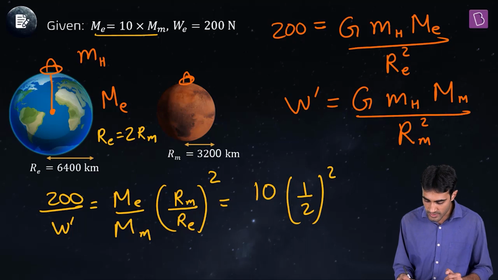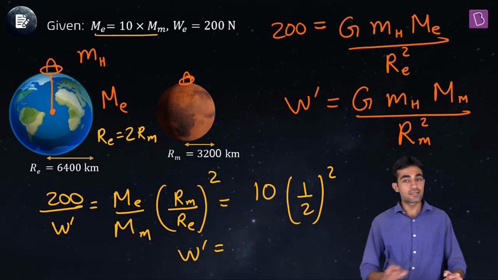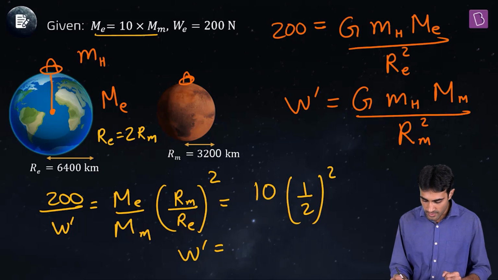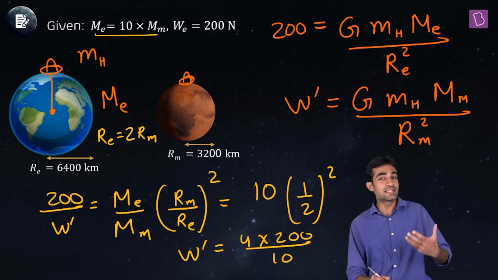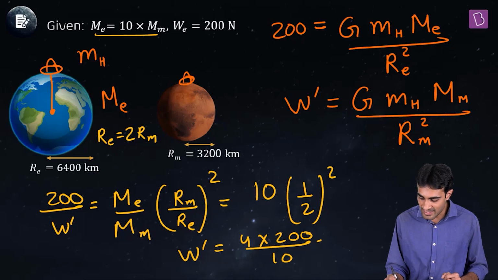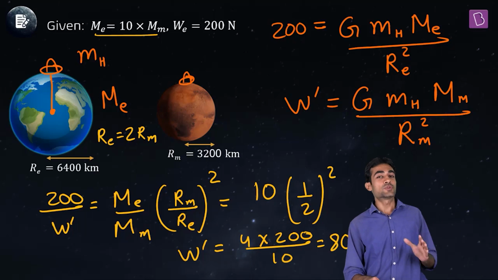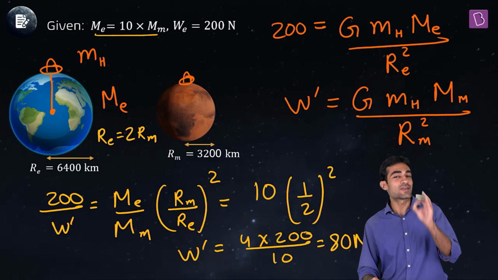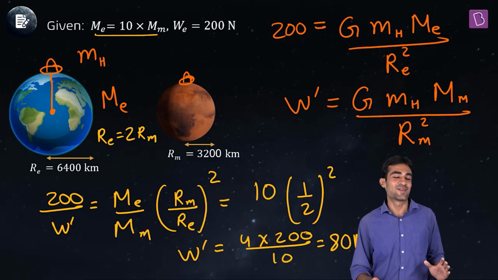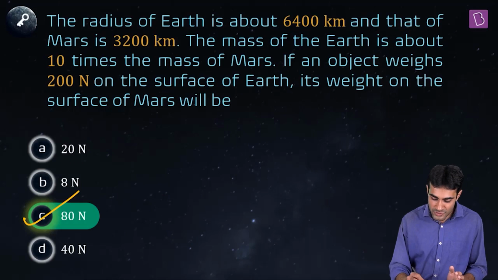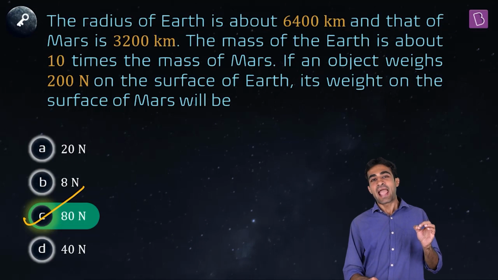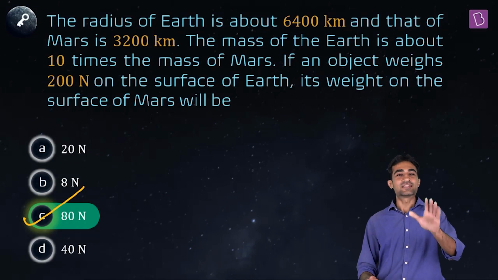Now weight W dash on the surface of Mars is nothing but 4 times 200 divided by 10. This means 80 Newton. Wow. So 80 Newton is the weight on the surface of Mars. That is incredible. And we can mark option C, 80 Newton, as the right answer for this question.